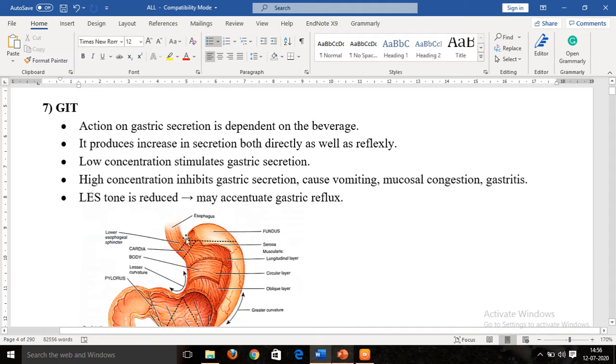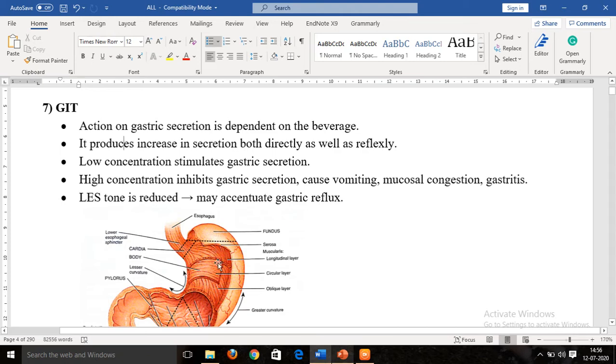So the tone of the LES is reduced when something has to move from the esophagus to the stomach. Once the content is inside the stomach, the tone of the LES increases so that it prevents the backflow of the content of the stomach. The content of the stomach should not go back into the esophagus, because it can be dangerous at times, as you are aware that in the stomach, acid is secreted. So the content of the stomach is acidic in nature.